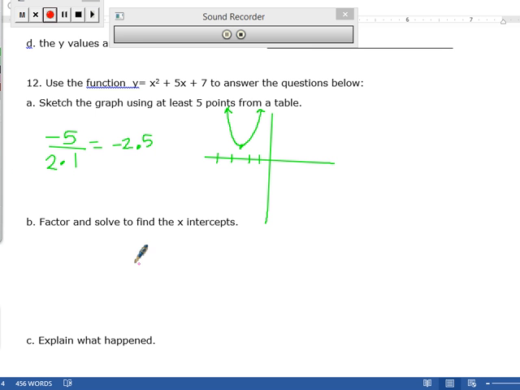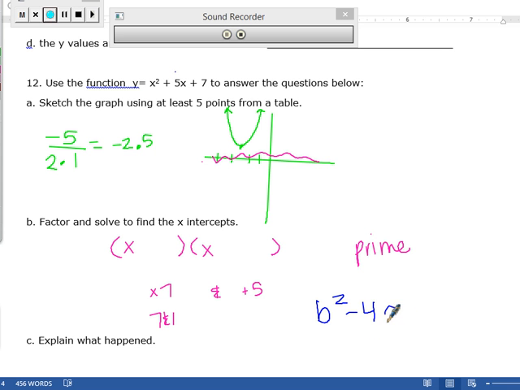Factor and solve. I can't. What multiplies to 7 and adds to 5? Nothing. What multiplies to 7? 7 and 1. Does that add to 5? Absolutely not. It is prime. And how do we see visually that it's prime? No x-intercepts. So I'm going to use my discriminant here as another way to prove it.